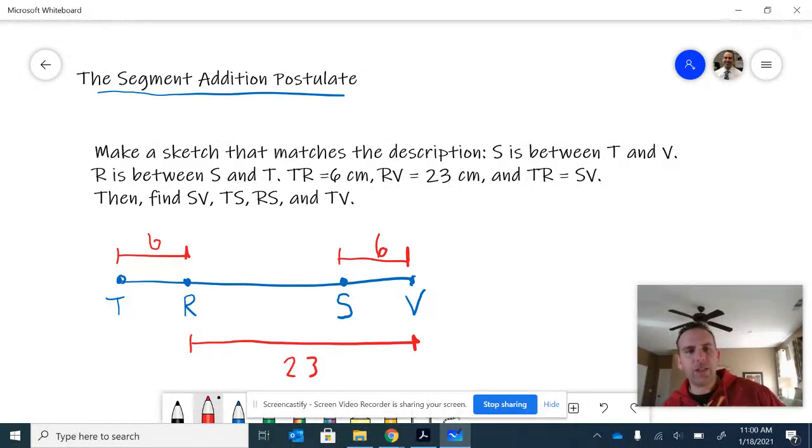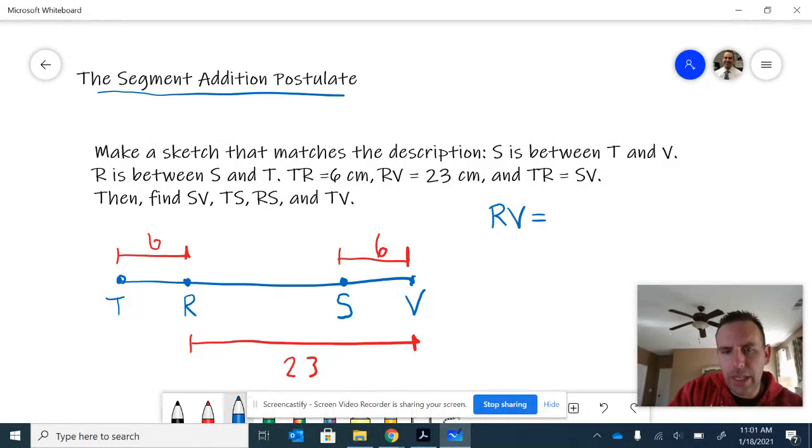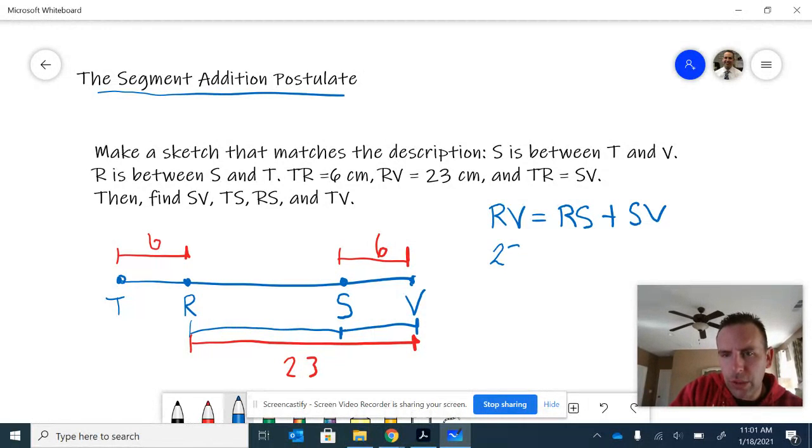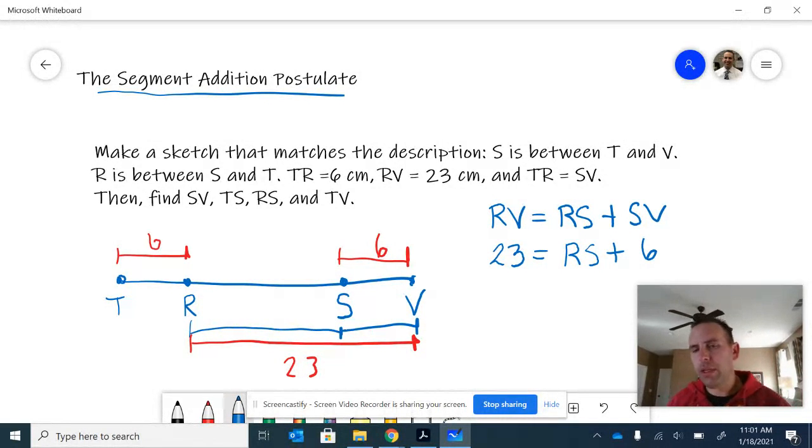Now, the question says, find SV, TS, RS, and TV, the other lengths that you could possibly find in this particular picture. So what you're going to do is use the idea of addition. If RV is equal to 23, we can also see that RV is made up of the segment RS. That's the first piece of the puzzle here. It's RS plus from S to V. All right. And if we know that RV is equivalent to 23, and we know that SV is equivalent to 6, we have a basic algebraic notation that we can write here. We can see, okay, something plus 6 is 23, and we can realize that RS is equivalent to 17.